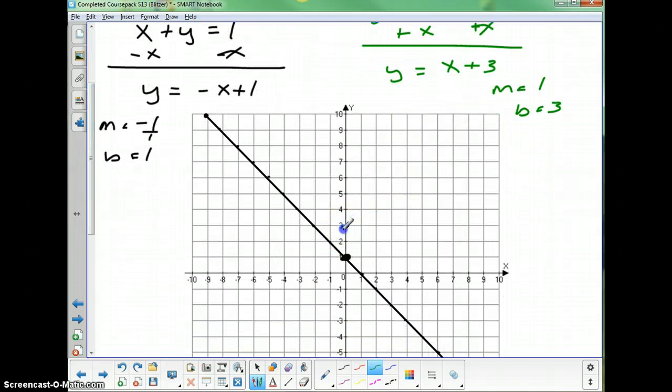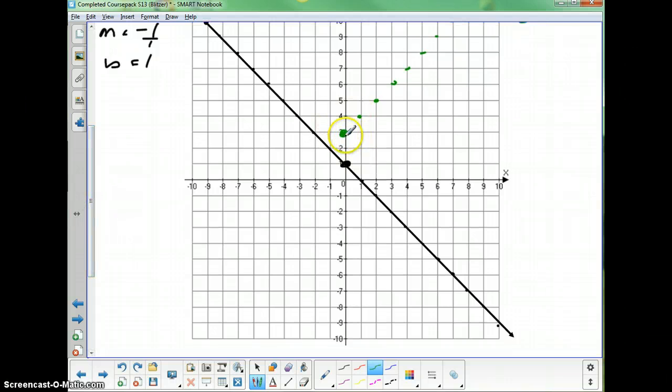So I'm going to start at 3 on the y-axis. The slope 1 is 1 over 1. So we'll go up 1 over 1, up 1 over 1, graphing all of those ordered pairs. And the same in the reverse. 2 negatives make a positive, so I can go down 1, back 1, down 1, back 1, and so on. Then I'm going to connect all of these ordered pairs.